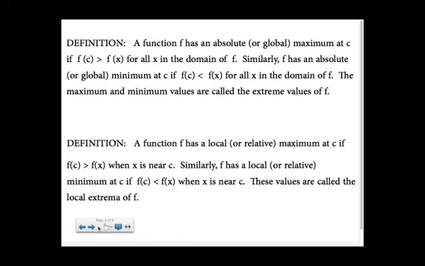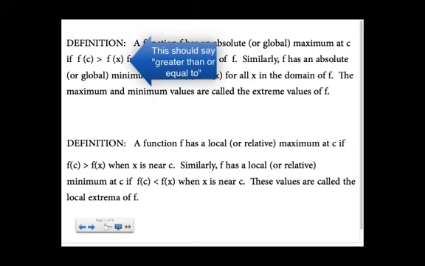Okay, these definitions are going to seem a little tedious, but they're necessary for things we're about to do. And when you break down the symbols, they're really not that bad. They're very similar in their wording, so I may only explain one and just say a few words about the second one. This says a function f has an absolute or global maximum at c if f of c is bigger than f of x for all x in the domain of f.